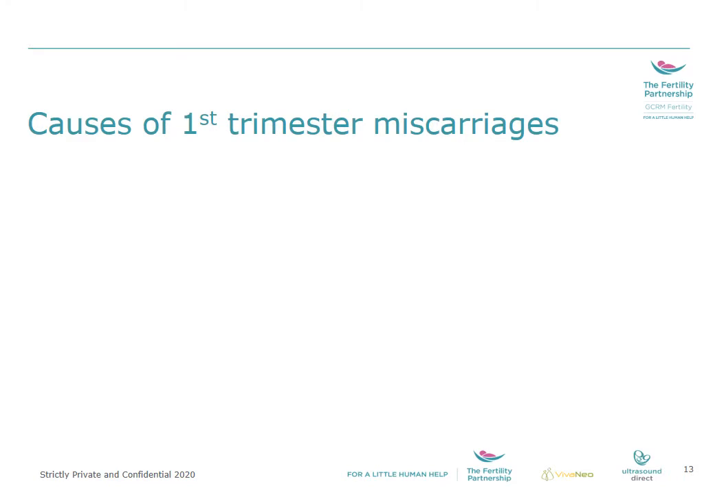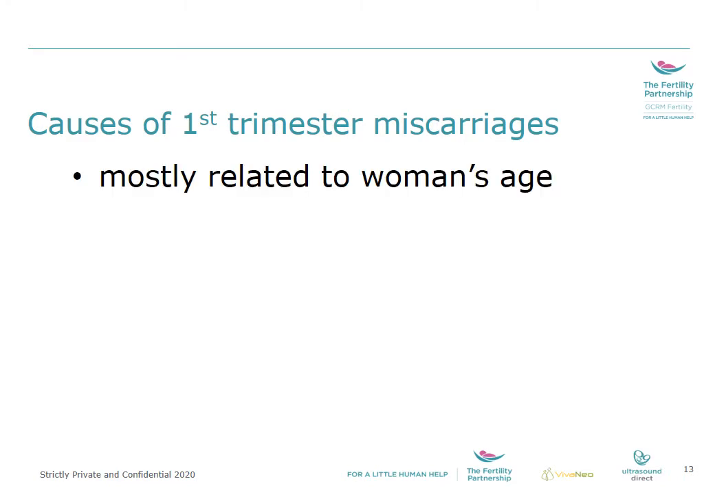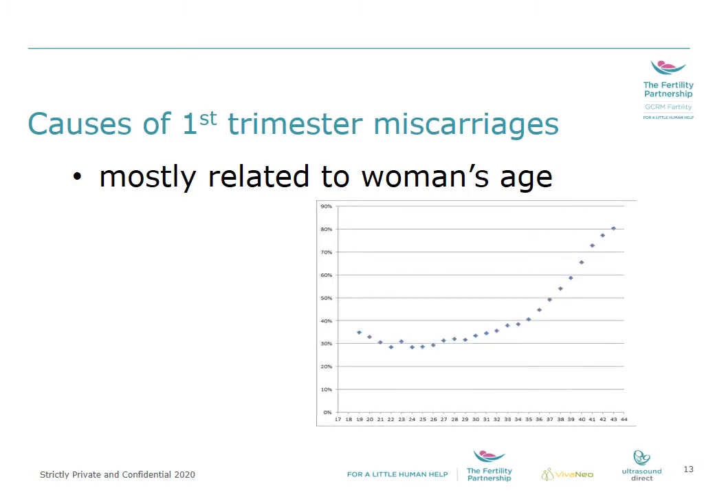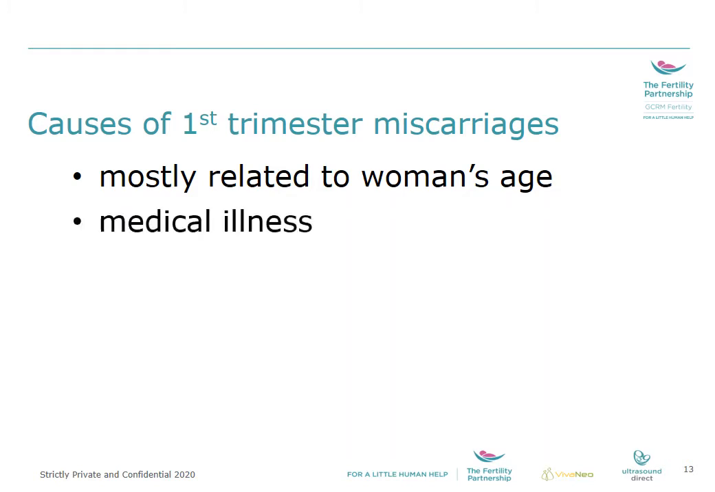So what are the causes of first trimester miscarriages? Well, they are mostly related to the woman's age. And you've seen this graph before. As a woman gets older, the embryo is more likely to be chromosomally abnormal, so if it implants, it's more likely to miscarry. If a woman has a medical illness, such as diabetes, particularly if it's not very well controlled, then even if she gets pregnant, she's more likely to miscarry. So controlling any medical illness is a very, very good thing, because that will reduce the risk of miscarriage.